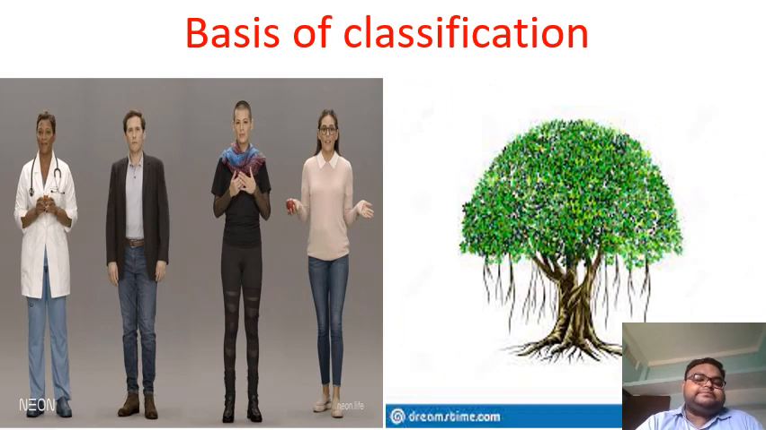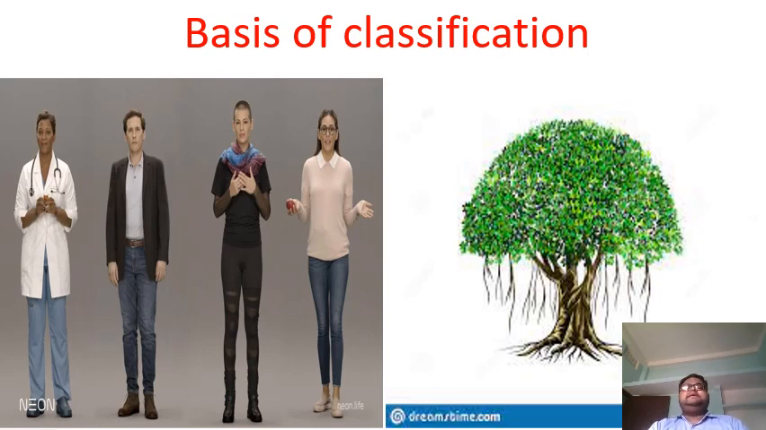So let's see here. Here are different groups of humans, okay? You can see here is a doctor, then here is some person, here is another person, and here is another person. So all of them are human, isn't it? All of them are human. But what we can see is that these are not alike in all respects, right? Although they are all humans, they are not alike in all respects.